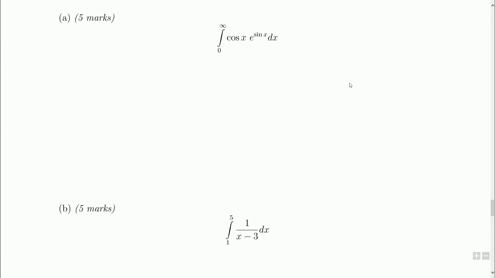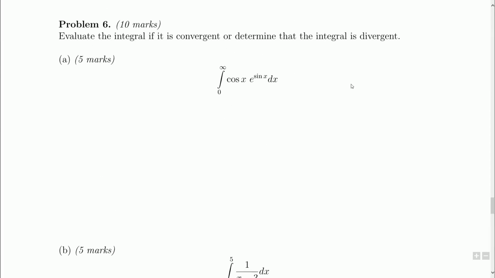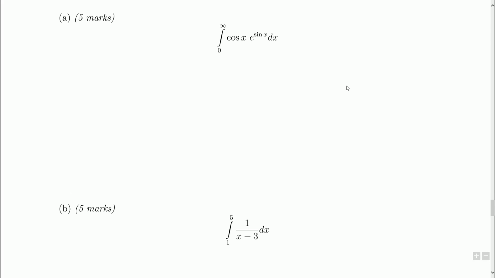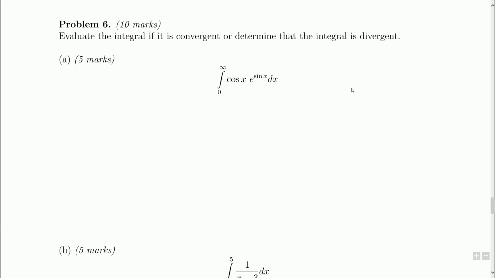I'd probably expect one to be convergent, one divergent, but that's not a guarantee. Both of them are worth 5 marks. Yeah, there isn't a third one. All right, so let's just crack on.